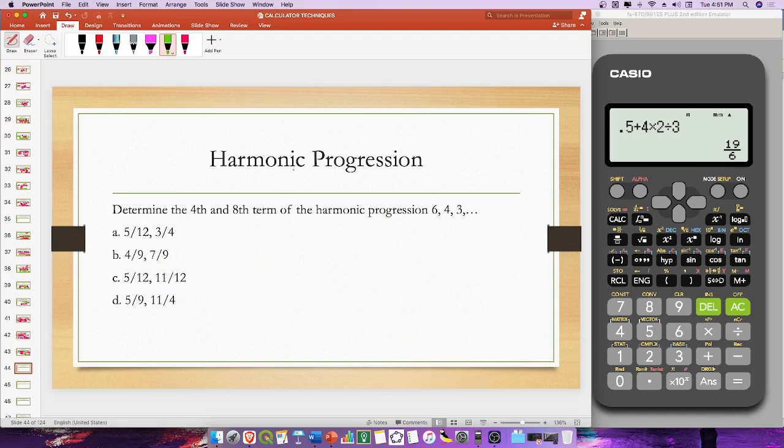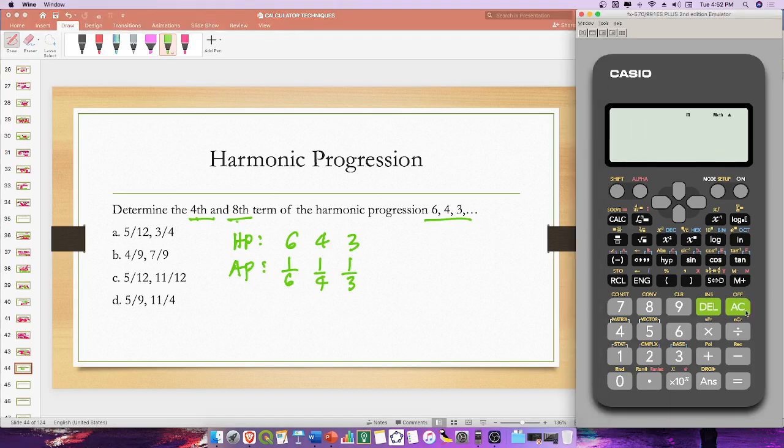Let's proceed with the next one. Determine the fourth and eighth term of the harmonic progression. Take note, the HP is given as 6, 4, and 3. We will analyze this using the arithmetic progression, so this will become 1 over 6, 1 over 4, and 1 over 3. We will determine the fourth and eighth term. This is easier if we use the calculator technique.